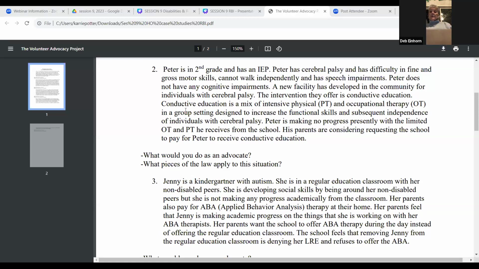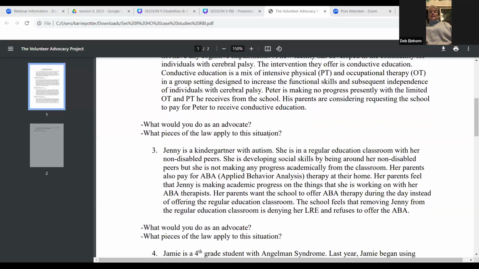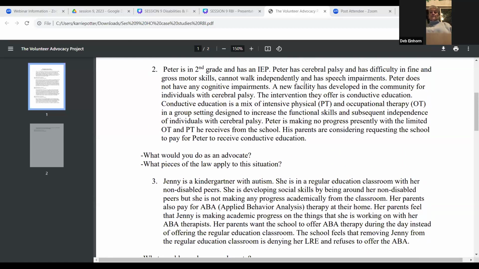Peter is making no progress presently with the limited OT and PT he receives from the school. His parents are considering requesting the school to pay for Peter to receive conductive education. So what would you do as an advocate in this situation?